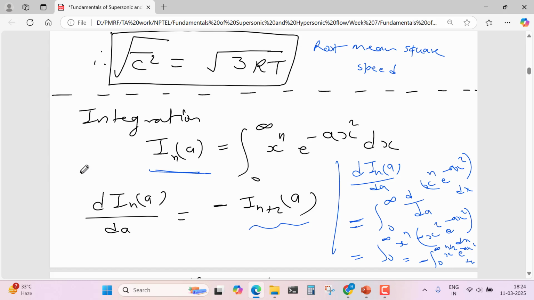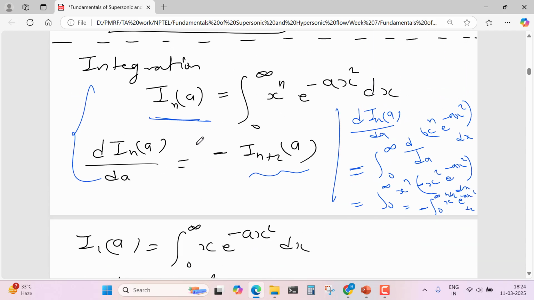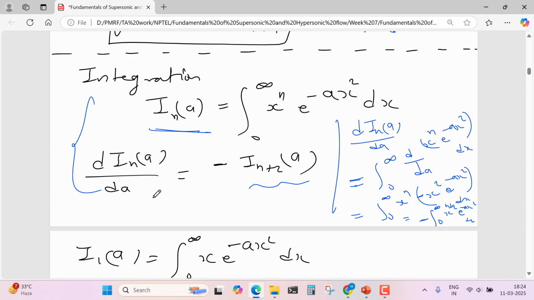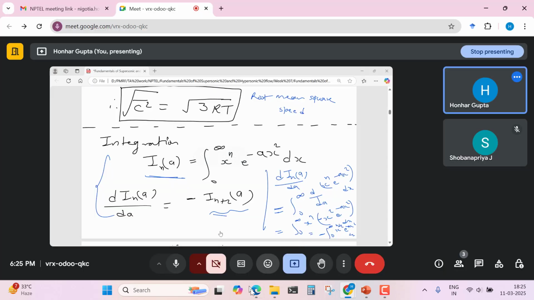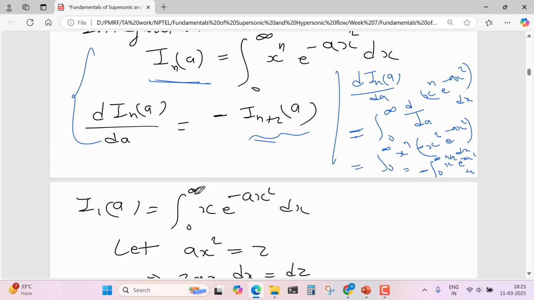So using these two relations, we will find this integration. If we want to find I_4(a), we can use the relation for I_2(a). If we want to find I_2(a), we can use the relation for I_0(a). Similarly, if we want to find I_3(a), we can use I_1(a). So if we know the value of I_0(a) and I_1(a), we can find all other values of the integral. So we will first find I_1(a).